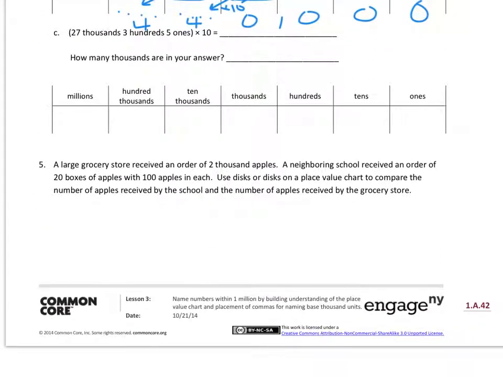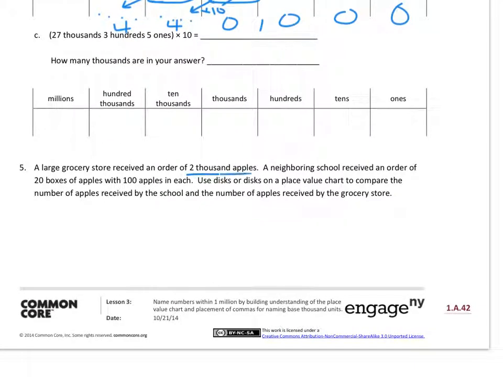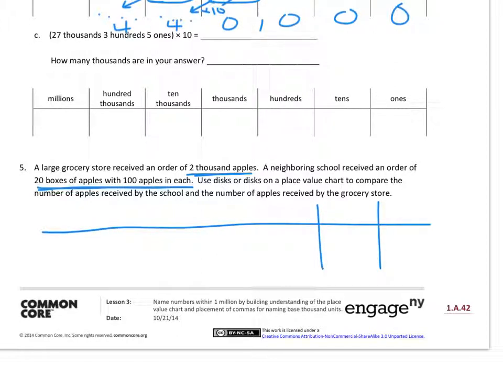Question 5. So this is where students again would read and solve the problem. Here we see that a large grocery store has an order of 2,000 apples. So I'm going to underline that known. A neighboring school receives an order of 20 boxes of apples with 100 apples each. Use greater than, less than, or equal to on the place value chart to compare the number of apples received by the school to the number of apples received by the grocery store. So I would again suggest what the problem does, which is a place value chart. It can look just like the one above it. Students can label it and then show the value of each disc.